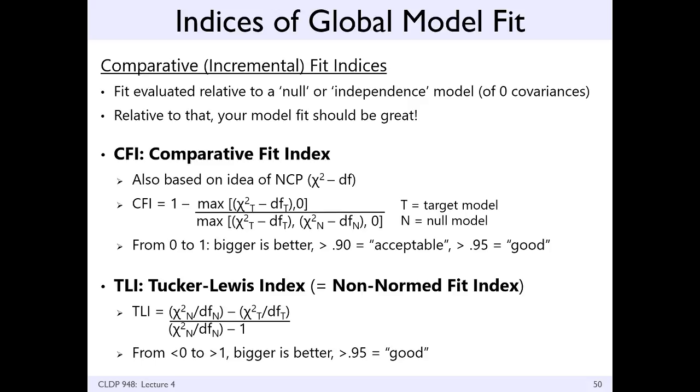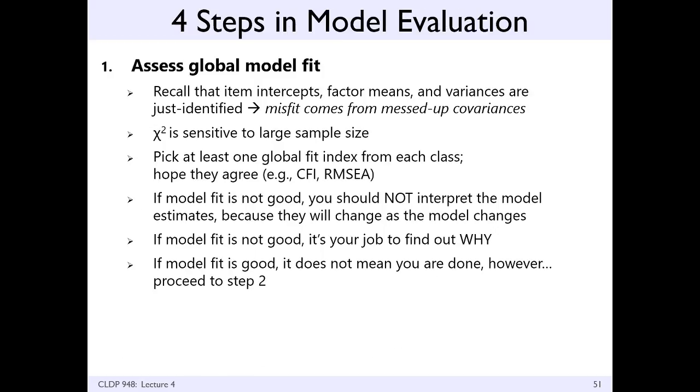So the CFI and the TLI basically do the same thing. They reflect the difference between your model relative to the null model. The CFI has an extra constraint that it can't go over 1, whereas the TLI does not. TLI is also known as NNFI, and for these you want it to be greater than about 0.95. And again, though, it depends on the size of your model as well as the effect size for your loadings as to whether or not that's a reasonable cutoff. But these are the traditional ones that are given.